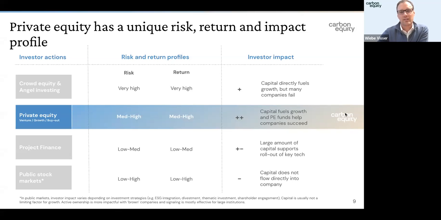And in private equity, the key attraction, apart from the return outlook, and I will go into it, the return profile is interesting, is that you can have real impact. And Liza will explain more on how that's done.